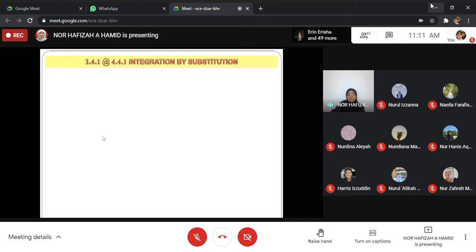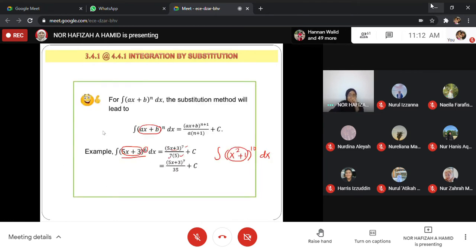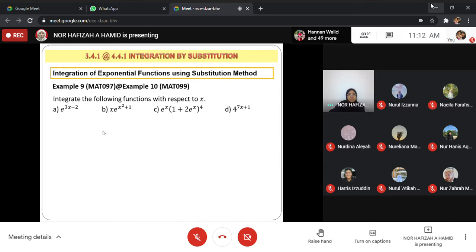Next, I want to go to integrations of exponential functions using the substitution method. For example 9, I want to integrate using substitution. If you refer back to the formula for basic integration of exponents, the integration of e to the x equals e to the x plus c. This formula is for the basic one. If you have the function e to the x and integrate, you will also have e to the x. But here the power is in terms of x.